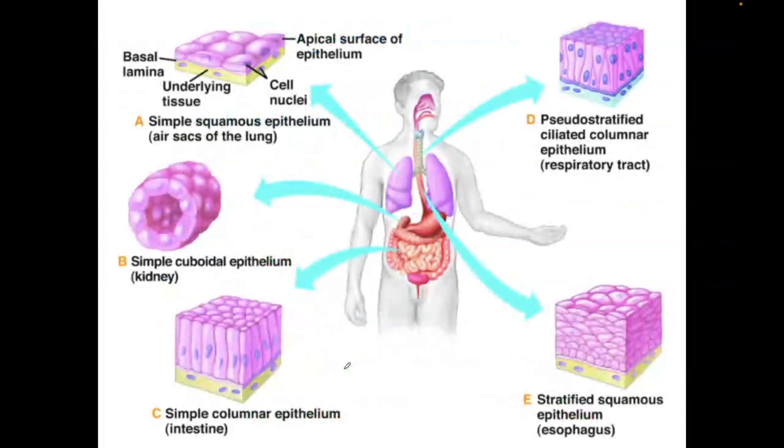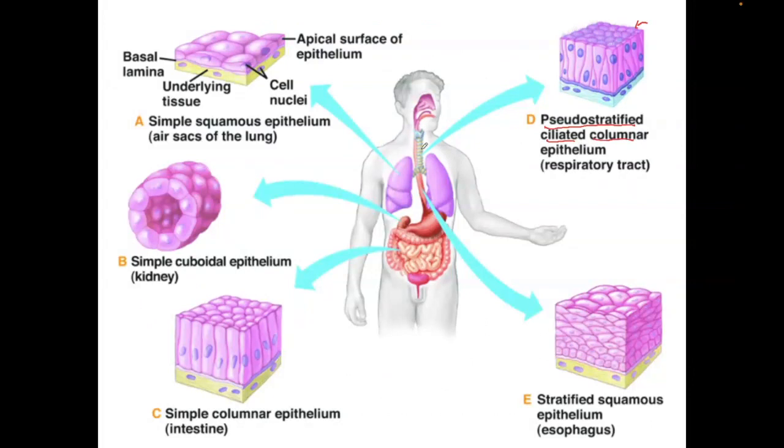Okay, so let's take a look at where we could find some of these. Now we're looking at a picture of this. So here's the pseudostratified, right? Look at these. These are column shaped, but notice the nuclei are scattered at different levels. So it's pseudostratified. And way up here at the top, you can see those little hairs. So it's pseudostratified ciliated columnar epithelium.